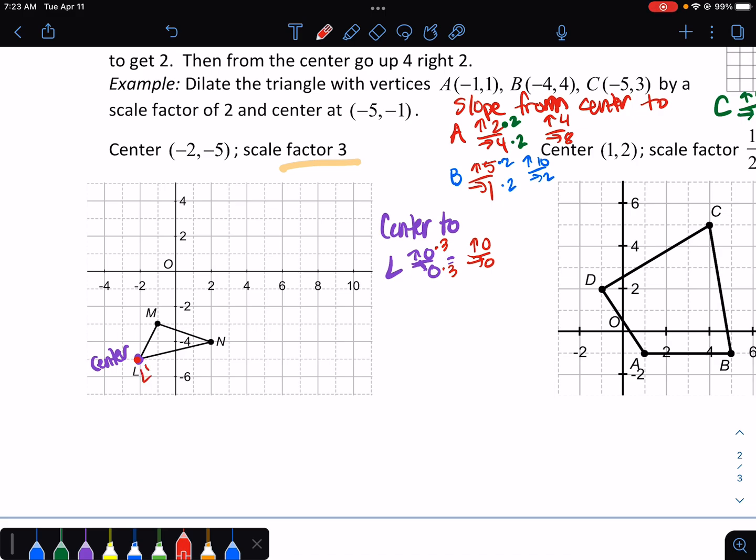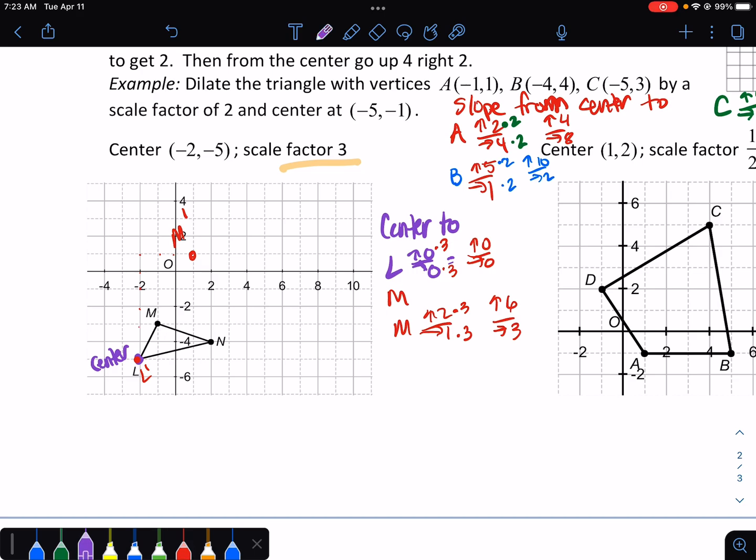Okay? Then to get to M from the center, we're going up 2 and over 1. So we're going to multiply both the rise and the run by the scale factor, 3. So we're going to go up 6, right 3. So up 1, 2, 3, 4, 5, 6, then 1, 2, 3. So there's our M prime.